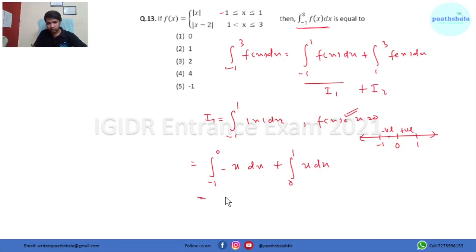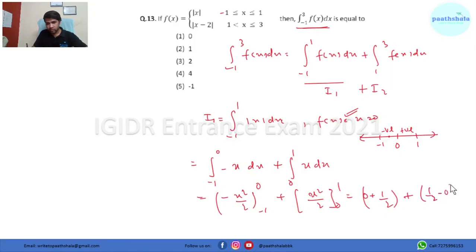So this will come out to be minus x square by 2, limit from -1 to 0. In this case, this also comes out to be x square by 2, limit from 0 to 1. When you put the limit 0, this will come out to be 0. When you put -1, this will be -1 by 2, minus minus plus half. Now here if you put the limit, you will get half minus 0. So ultimately this is coming out to be 1.